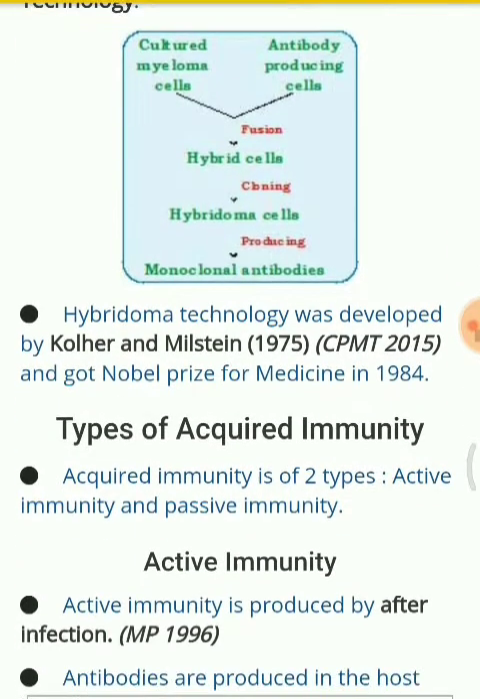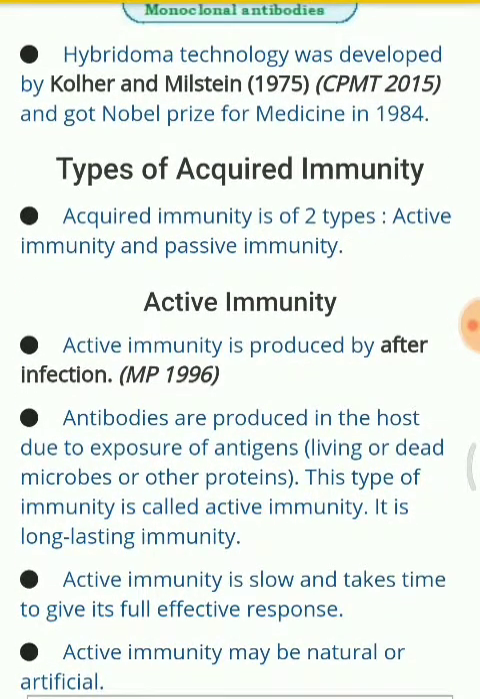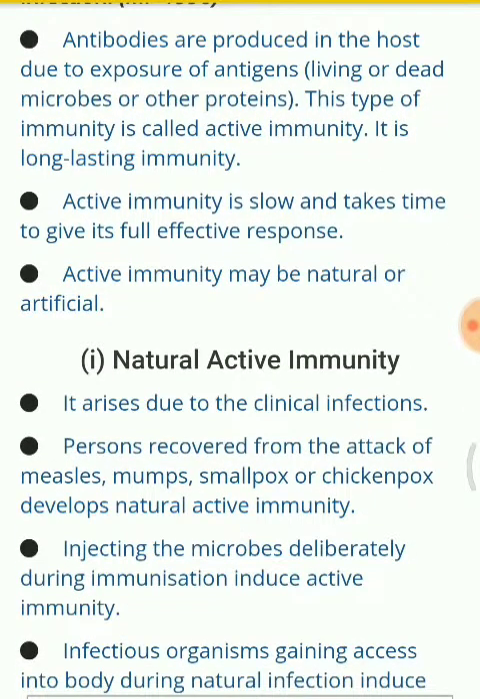Types of acquired immunity. Acquired immunity is of 2 types: active immunity and passive immunity. Active immunity is produced after injections. Antibodies are produced in the host due to exposure to antigens, living or dead microbes, or their proteins. This type of immunity is called active immunity. It is long-lasting immunity. Active immunity is slow and takes time to give its full effective response. Active immunity may be natural or artificial.